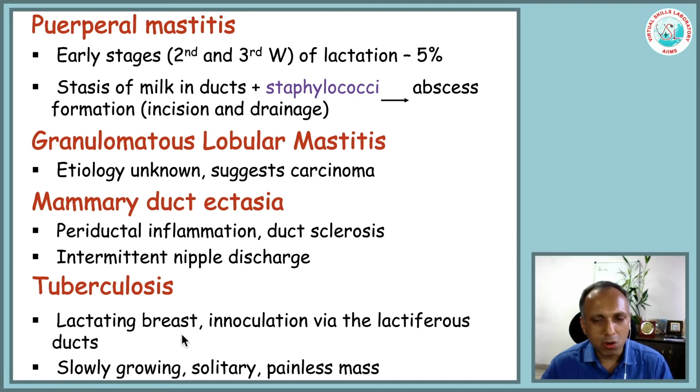Tuberculosis is not so uncommon in our country, and we have seen cases of frank tuberculosis involving the breast, and this may be either through the hematogenous route or inoculation via the lactiferous duct.